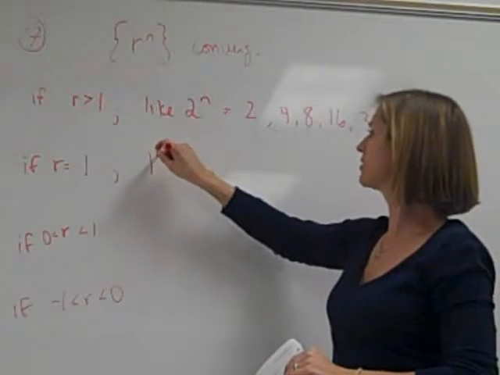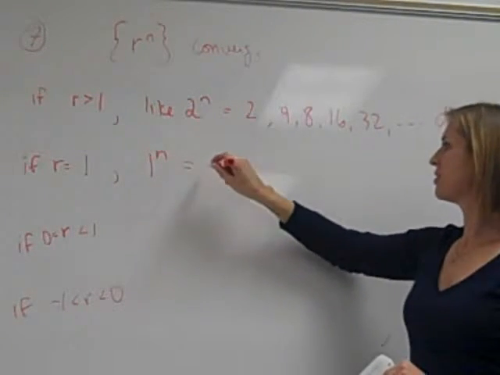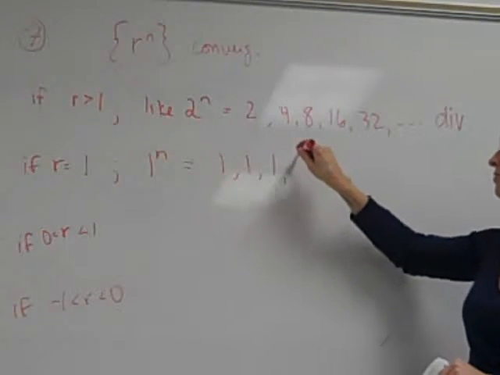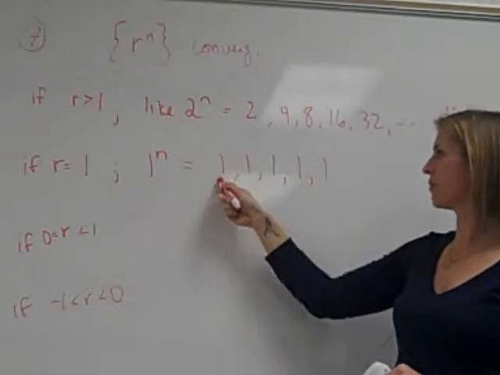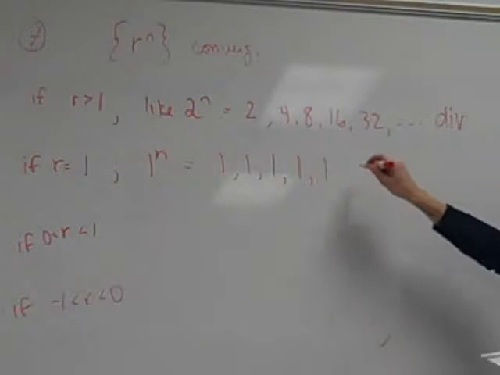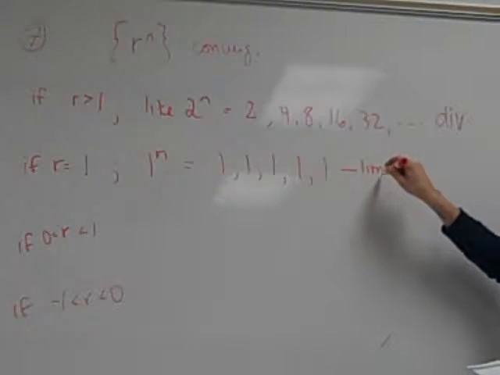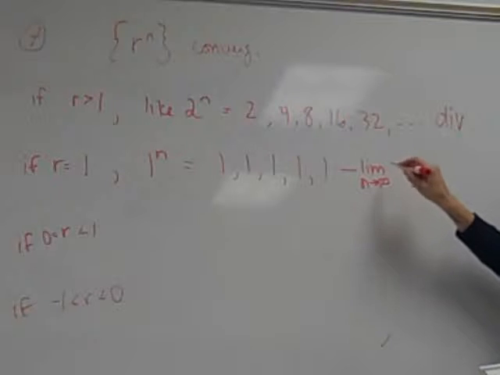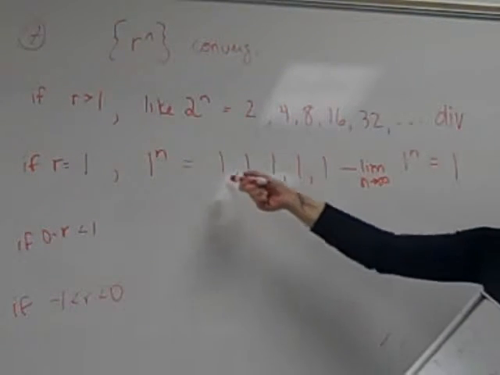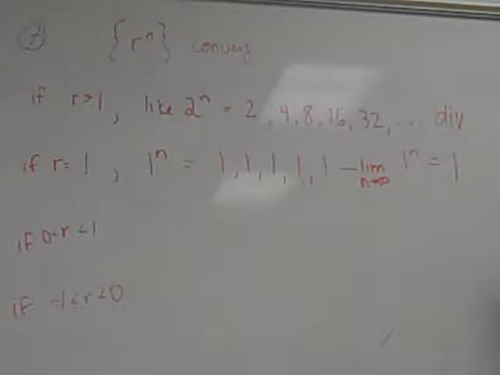So then I'm going to have 1 to the n. Well, that's going to equal a sequence, which is just 1, 1, 1, 1, 1, right? 1 squared, 1 to the third, 1 to the fourth, 1 to the fifth, 1 to the sixth. Okay, so what's the limit as n goes to infinity of this sequence? 1, right? I'm just always going to 1, 1, 1, 1, 1. 1 to the infinity is just 1.